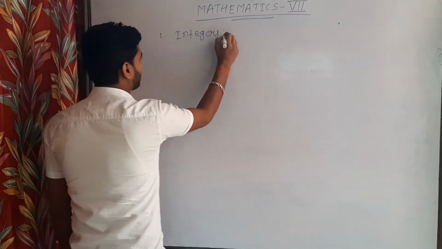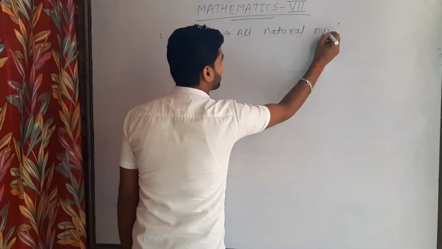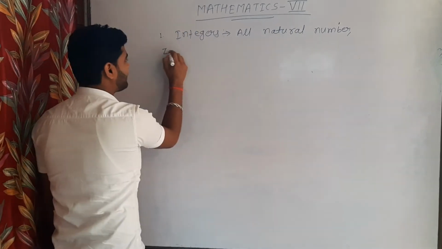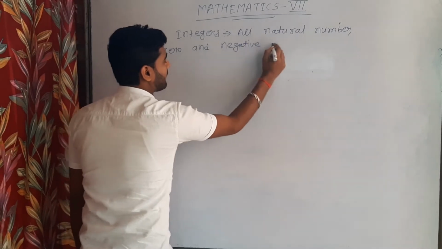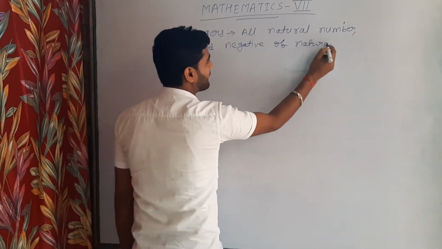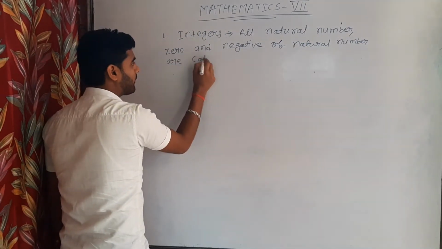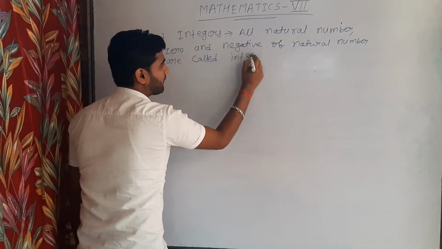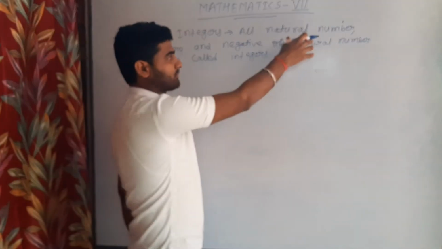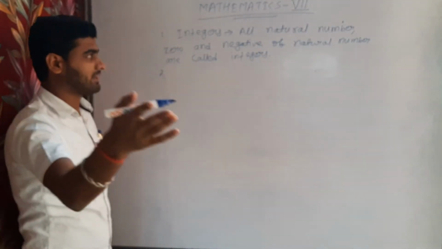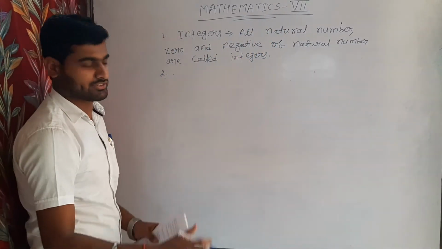Integers. All natural numbers, zero, and negatives of natural numbers are called integers. All natural numbers starting from 1 to infinity, 0, and negatives of all natural numbers are called integers.